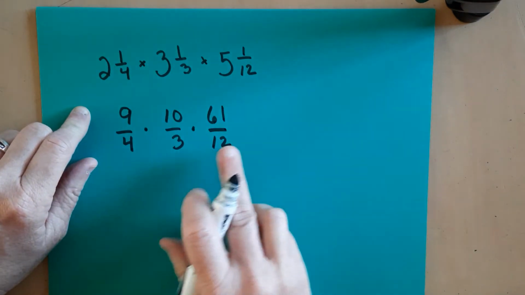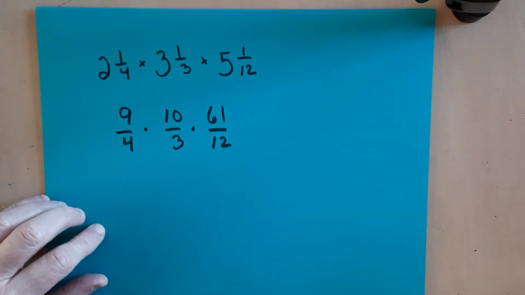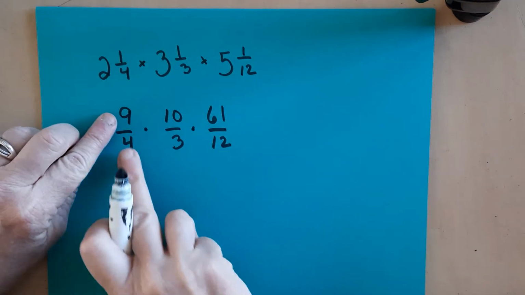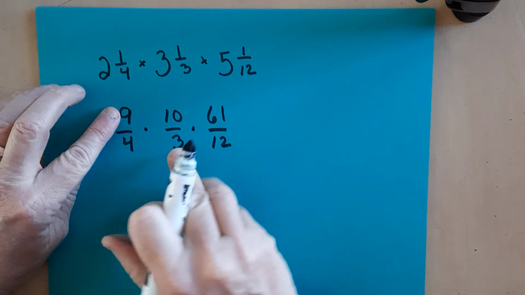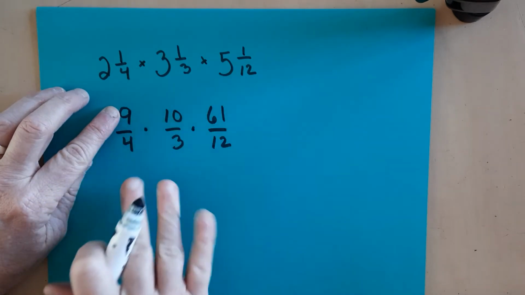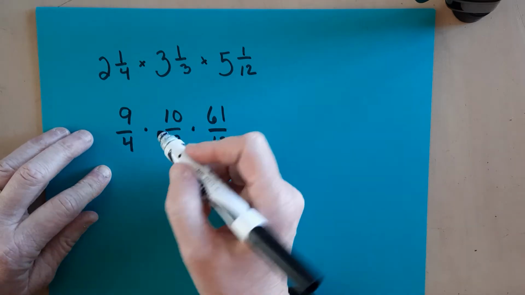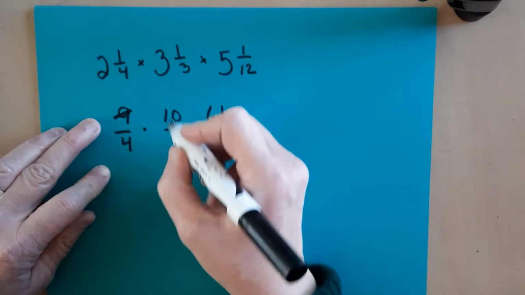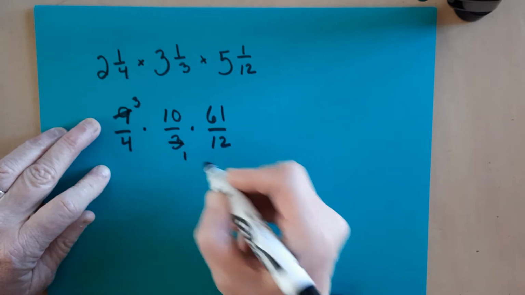So now, before we multiply these numerators, we want to see if there's anything that we can cancel. Right away, I can see that 3 is a common factor between 9 and 3. And remember, we can only cancel one numerator with one denominator. We can't cancel two numerators or two denominators. It has to be one on the top and one on the bottom. Dividing a 3 out of both 9 and 3 gives us 3 here and a 1 right here.